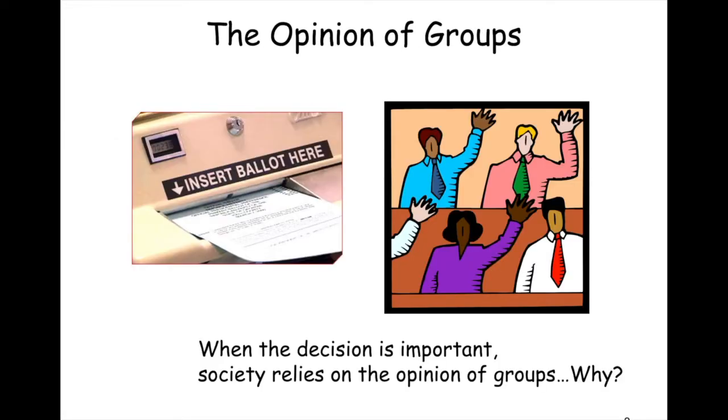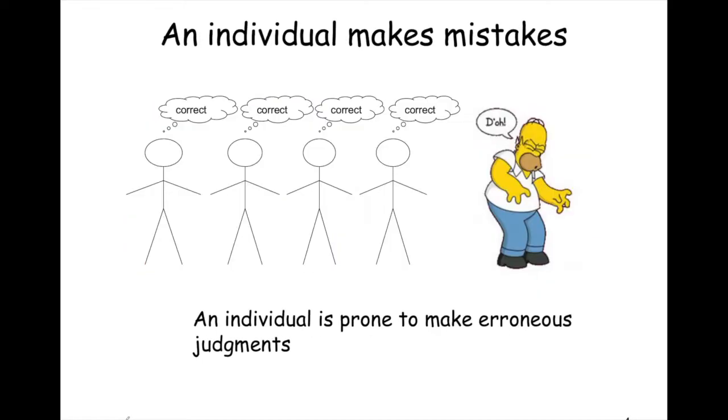All right. When the decision is very important, human societies often rely upon the opinion of groups, whether it's voting, choosing leaders of the country, or ascertaining someone's innocence or guilt, potentially taking away his or her rights. We always rely on the opinion of groups. Why is that? Well, it's because an individual makes mistakes. Because an individual is prone to erroneous judgments, you don't want to leave it up to just one person. You want to have a group of people, a committee of sorts, render that decision.